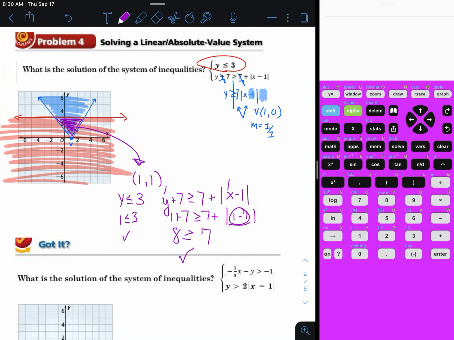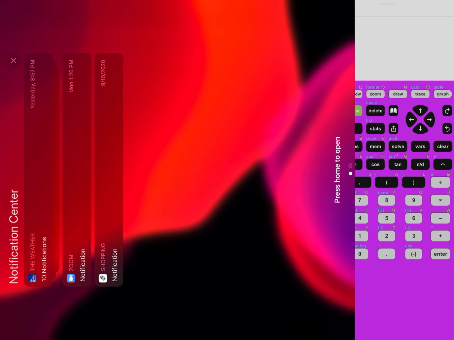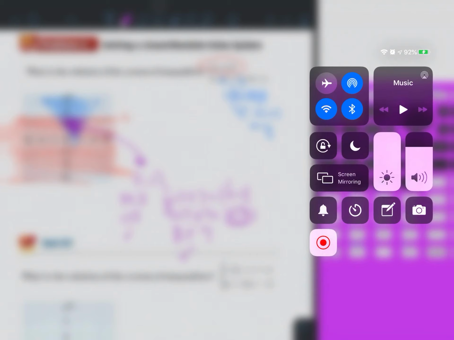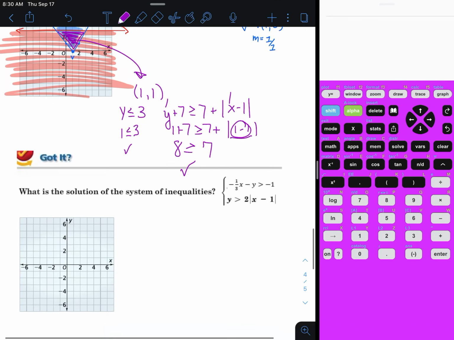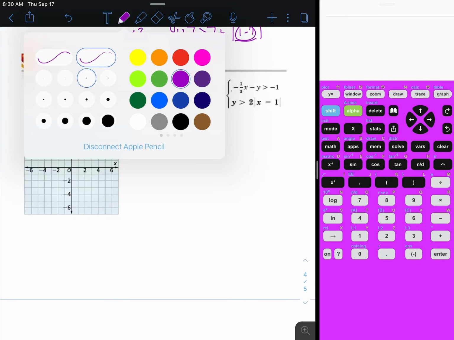I'm going to check my screen recording, make sure we're still good to go. We are. Good. Let's make it through the last example before it shuts down again.